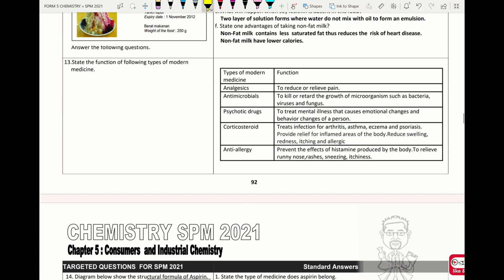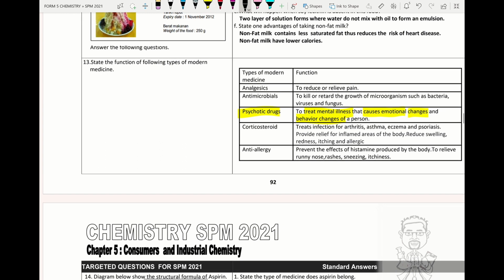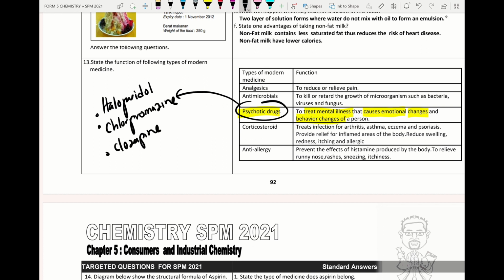Psychotic drugs are used to treat mental illness, and cause emotional changes and behavior changes of a person. Examples of psychotic drugs, please remember, are haloperidol, chlorpromazine, and clozapine. And please remember one more, known as barbiturate. Barbiturate pill is a sleeping pill.